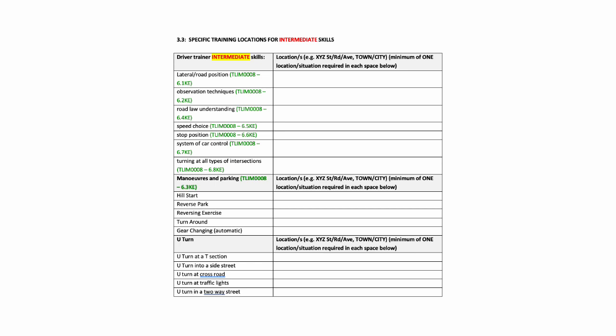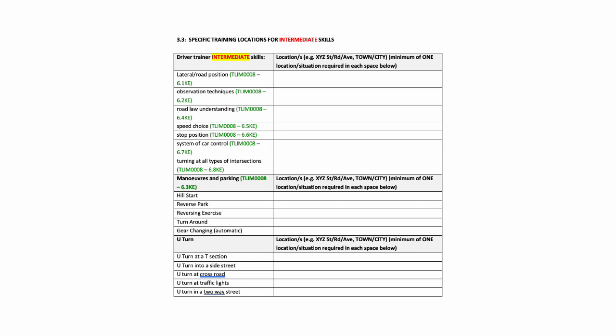Then we go to 3.3, specific training locations for intermediate skills. So here we have our student in the middle part of their logbook hours. And what we're looking for here is for you to think about your local training area and write down in the space on the right side of the table where you could go and work on road positioning, where you could go and work on observation techniques, where you could work on road law understanding. So that might be things like give way signs, stop signs, speed zones, roadworks areas, bicycle lanes. It just goes on and on. But again, we're only really looking for one example there.